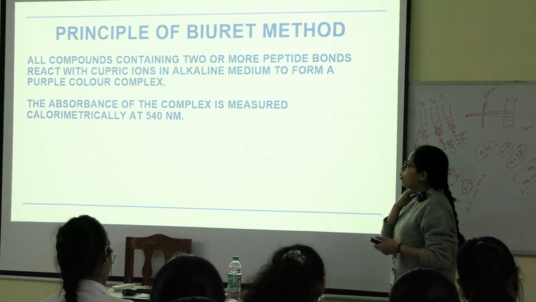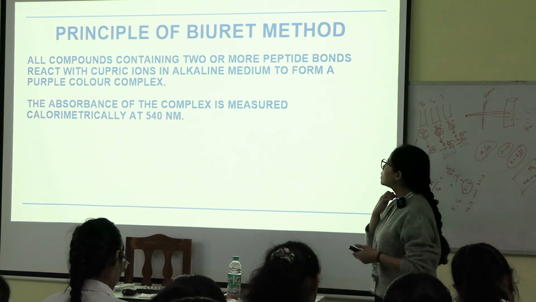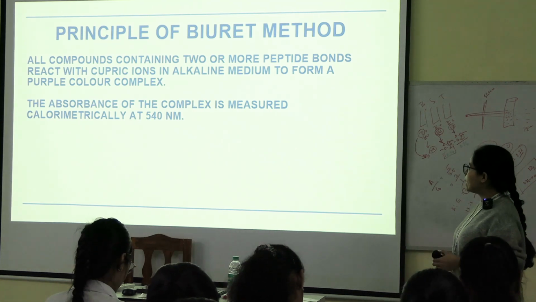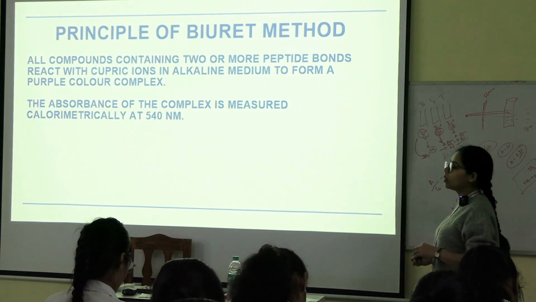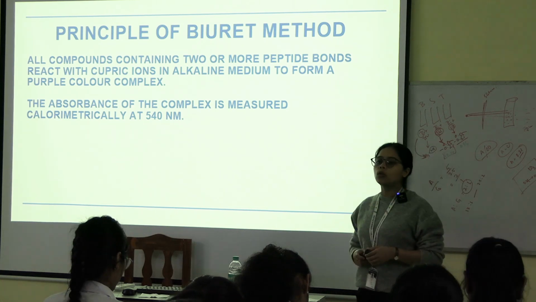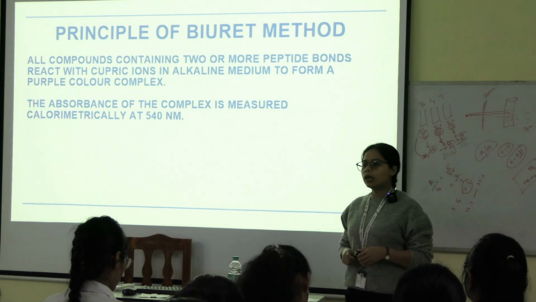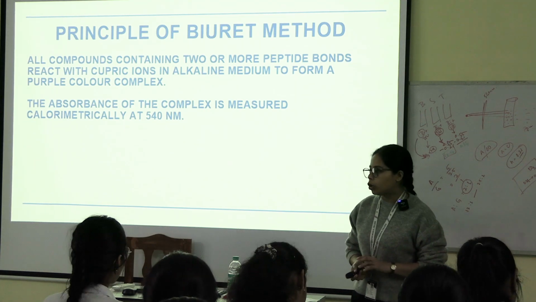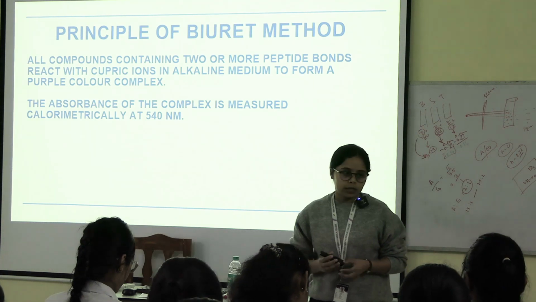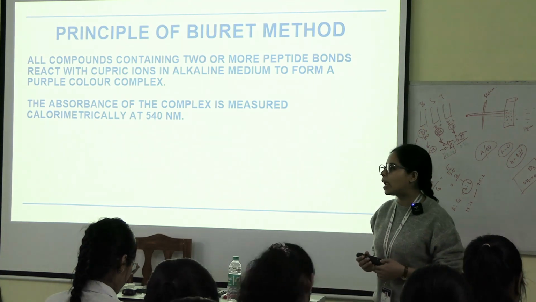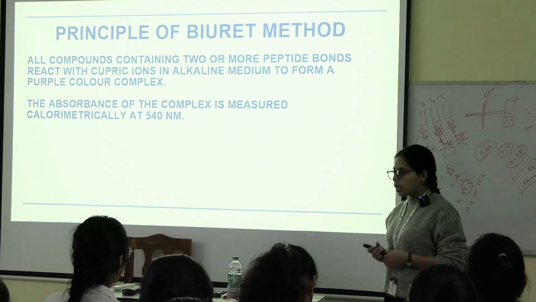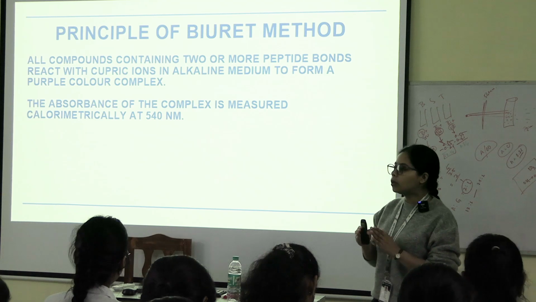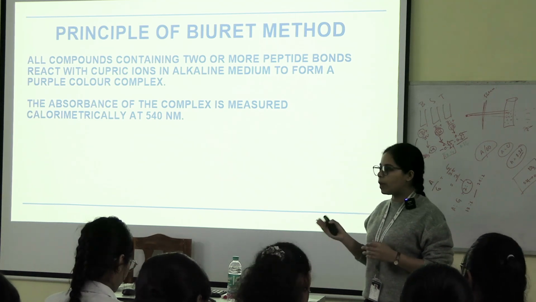Now what is the principle of the Biuret method? All compounds containing 2 or more peptide bonds react with cupric ions in alkaline medium to form a purple color complex. What was the color in your glucose GOD-POD method? Pink. Over here you will get purple color. Protein is not a single molecule. It has multiple amino acids, which bind with each other with peptide bonds.